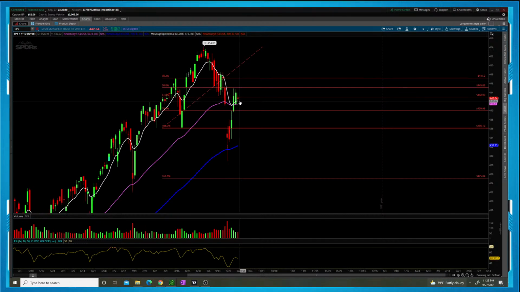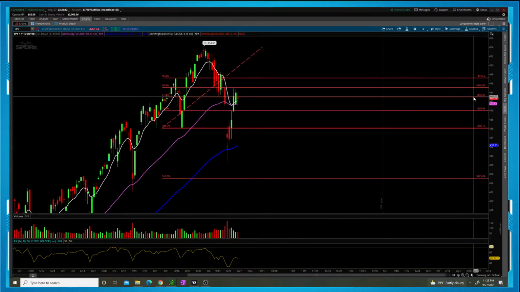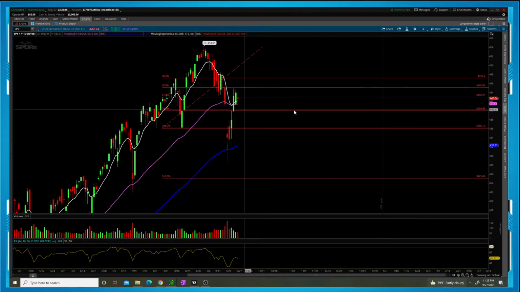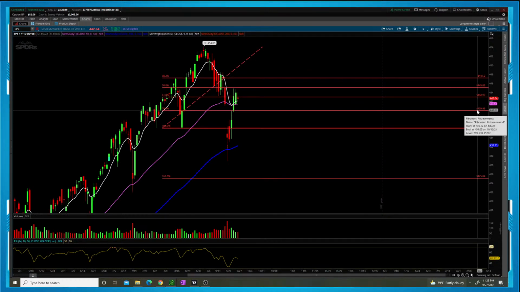I would look to play a rejection on this 443 level, then to test the next Fibonacci level at 439 or 440. So it's really up to you how you play it, but they act as key levels of support and resistance.